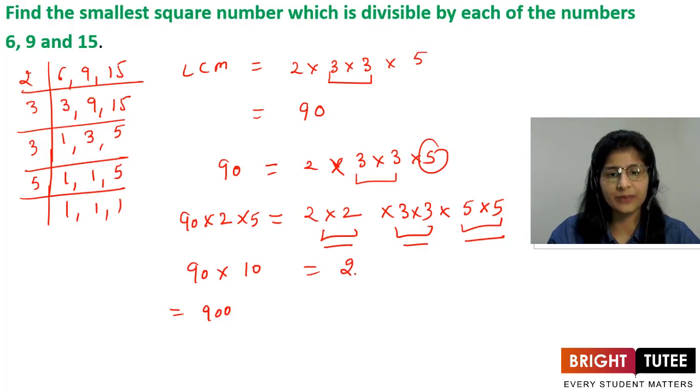Square of what? Just see. From here we will take 2, from here we will take 3, from here we will take 5. 2 into 3 is 6, 6 5s are 30. So we know that the square root of 900 is 30.